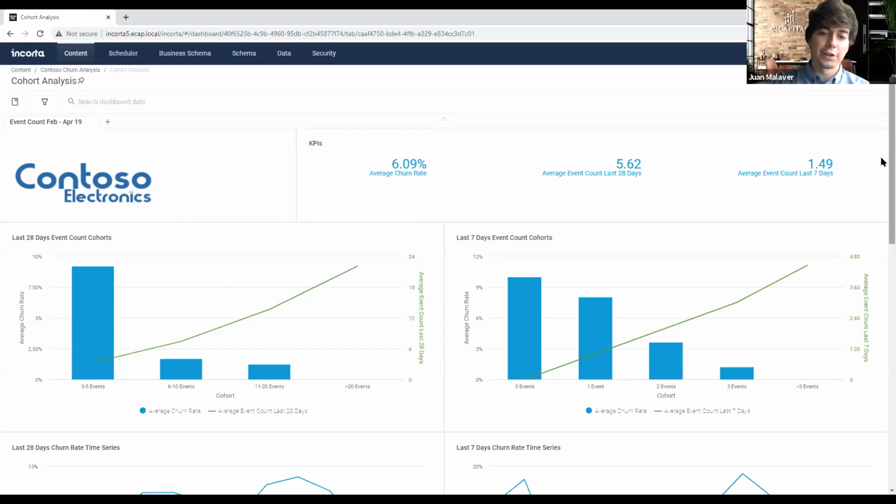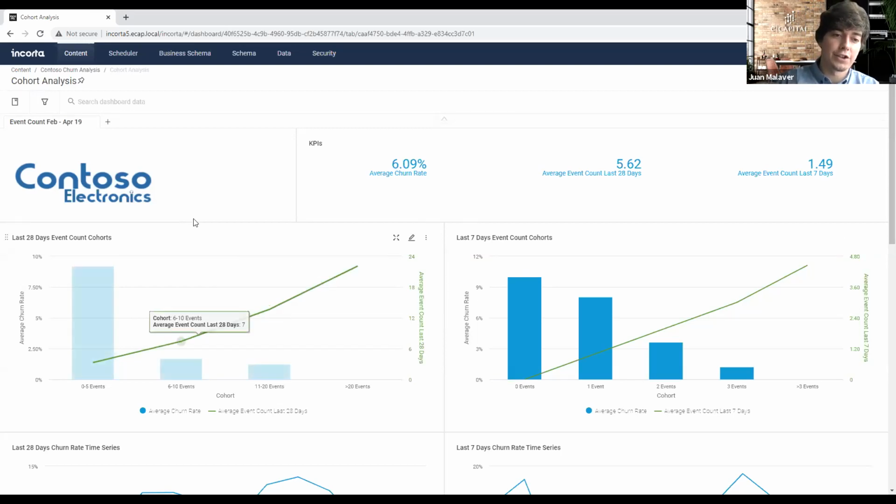So the first charts here are essentially for the entire period, February through April. We generated different cohorts depending on the event counts for all customers. The first cohort here is going to be all customers that had 0 to 5 events in the last 28 days. And then on the y-axis here, we can look at the churn rate for this cohort.